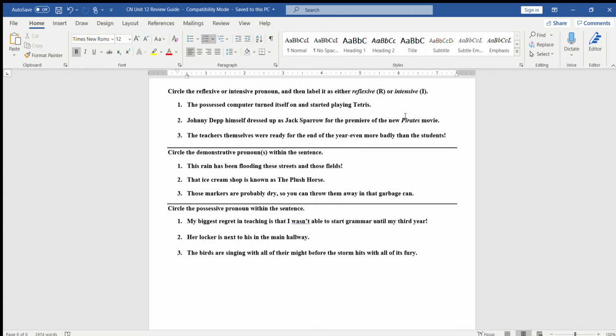Okay? This part, demonstrative pronouns. Remember, there's only 4, and they all start with T. This, that, these, and those. So circle all of them. They could be more than one per sentence. And then the possessive pronouns, same thing. There could be more than one per sentence. They are the ones that show ownership of things. So like my book, my would be a possessive pronoun because it's showing ownership of the book. It's my book. It's mine.